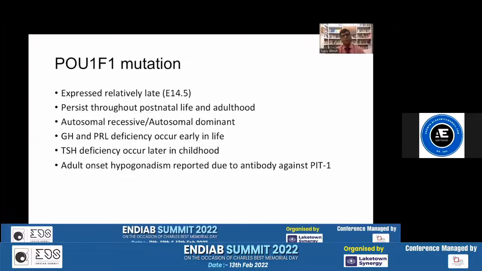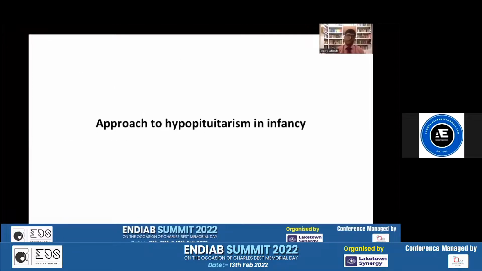The POU1F1 mutation is expressed relatively late and persists throughout postnatal life and adulthood. It can be either autosomal recessive or autosomal dominant. Growth hormone and prolactin deficiencies occur early in life. TSH deficiency occurs in later childhood, and adult onset hypogonadism has also been reported.